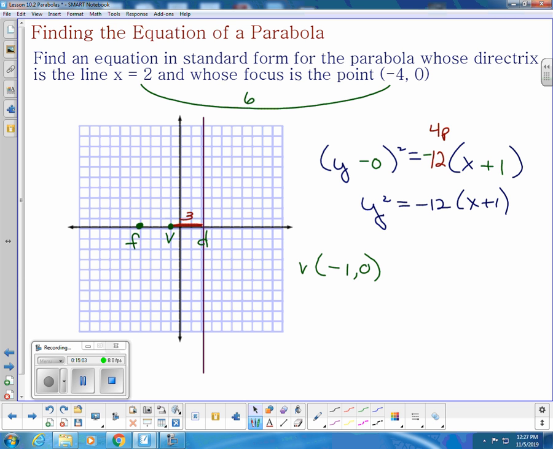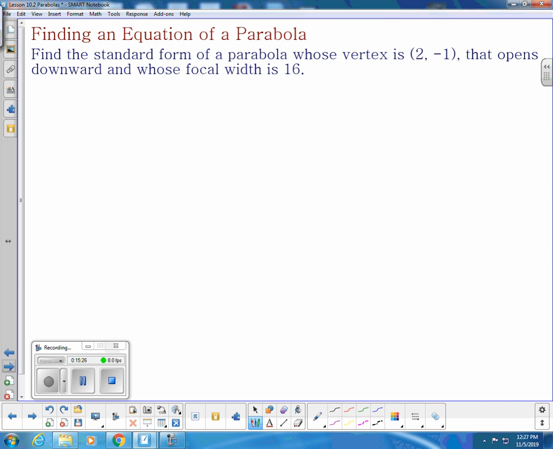Okay? Does that make sense? All little pieces. These things go in a row: directrix, vertex, focal point. Okay, try another one. This one's really easy.